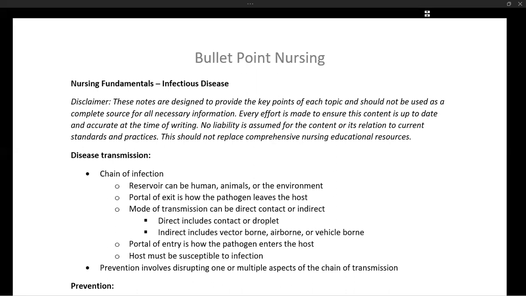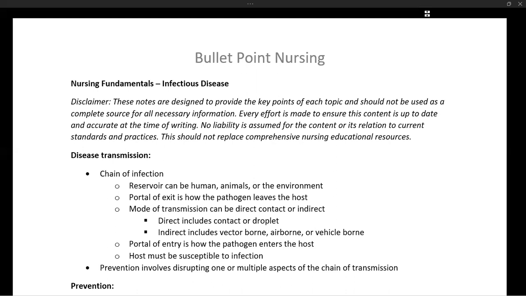Next, we have the mode of transmission, or how it makes it to its next target. These can be direct or indirect. Direct includes contact or droplet, and indirect includes vector-borne, such as through a mosquito, airborne, or vehicle-borne. Next, we have the portal of entry, which is how the pathogen enters the host or our patient. And finally, the host must be susceptible to the infection.